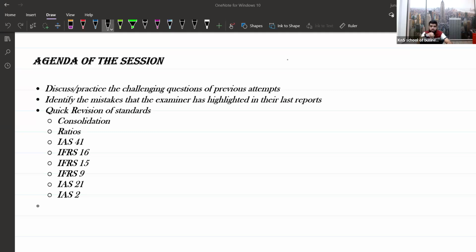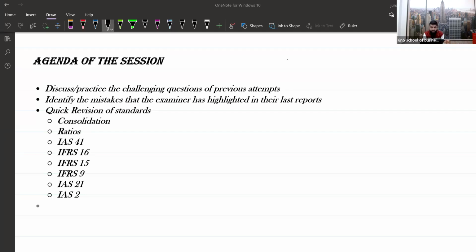From section A, the examiner identifies or highlights the OTQs, that is objective test questions, and from section B, the examiner identifies or highlights the most difficult OTQs. It means the MCQs or OTQs that proved to be challenging, not for any particular country or specific candidate, but for all the candidates appearing in that exam all over the world. So in those examiner reports, the examiner highlights the most challenging questions with respect to section A and B.